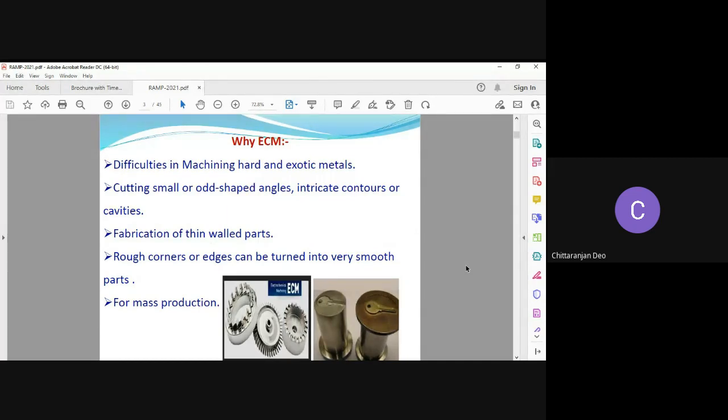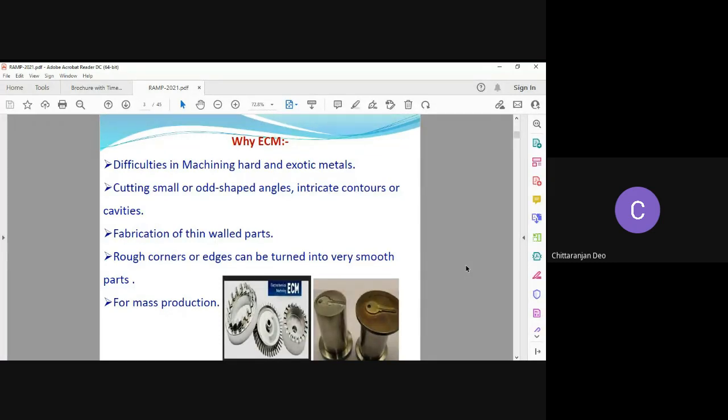Fabrication of thin wall parts is also another limitation for conventional machining. A rough corner or edge cannot be turned into a smooth part. That is also another difficulty. Similarly, from the industry point of view, mass production can only be made by this unconventional machining.